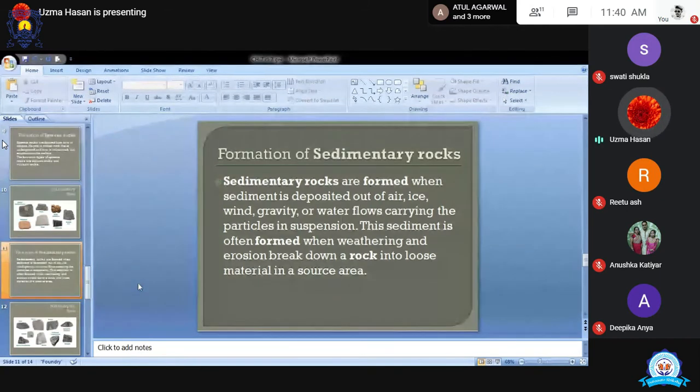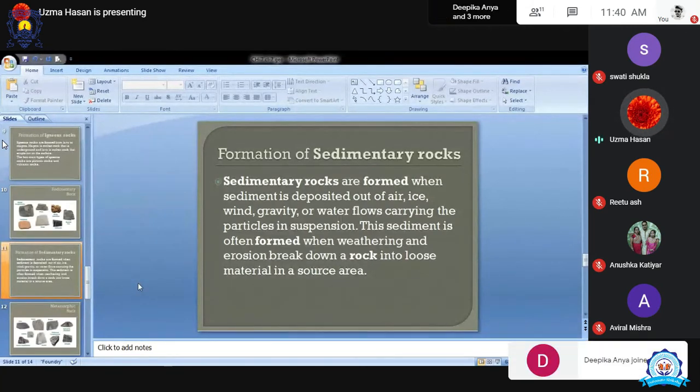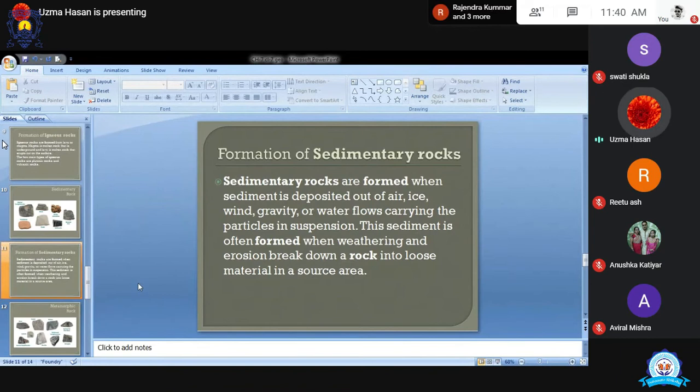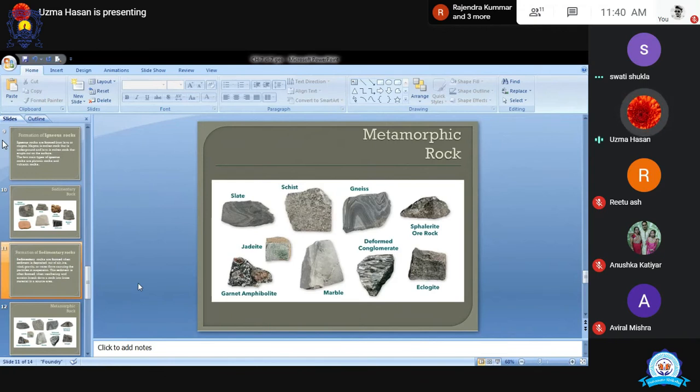When weathering is occurring, the particles will gather at one place. जो छोटे छोटे रॉक के पार्टिकल्स होते हैं या ह्यूमन बॉडी के पार्टिकल्स जो भी निकल के आ रहे हैं, वो एक जगह पर गैदर होंगे. When they gather at one place after a long period of time, after lots of pressure, those sediments make sedimentary rock.